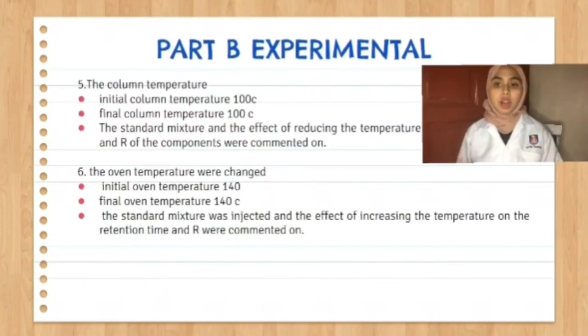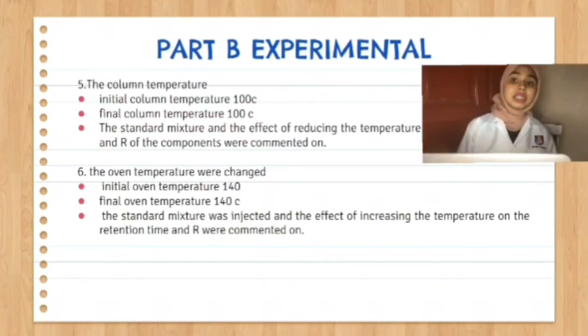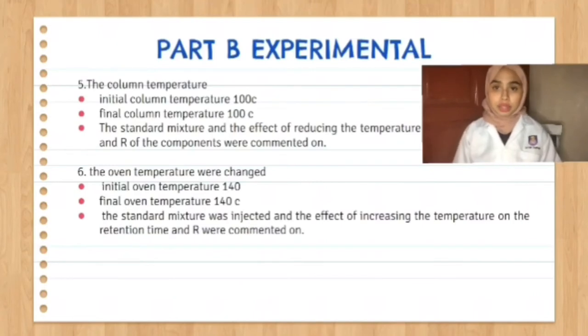Next, we go to the column temperature. We set the initial column temperature at 100 Celsius, the final column temperature at 100 Celsius, and also the standard mixture was injected, and the effect of reducing the temperature on the retention time and R of the components was commented on. Next, the oven temperature was changed, with the initial oven temperature 150 Celsius and final oven temperature 150 Celsius. The standard mixture was injected and the effect of increasing the temperature on the retention time was commented on.